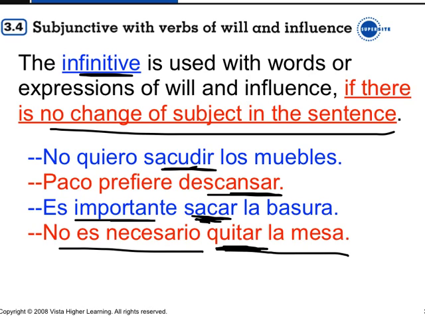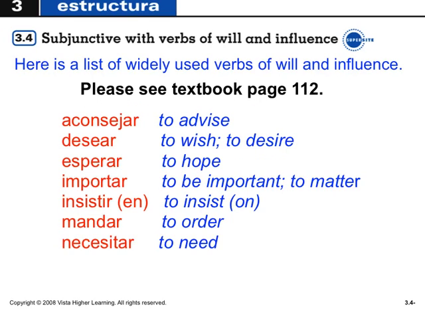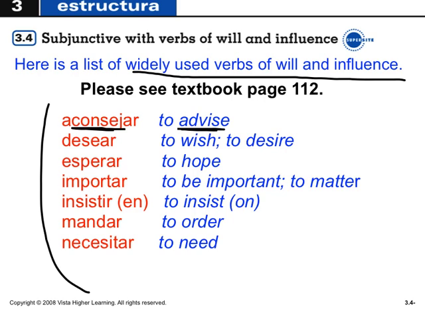So the infinitive is used, not the subjunctive here. So here we have a whole list of verbs of will and influence that I'd like you to put down on your notes. Take the left side to put the Spanish and the right side to put the English. These are verbs that trigger the subjunctive. These are the verbs of will and influence. These are the verbs that you will be using in the main clause. And these verbs will be used in the present indicative.